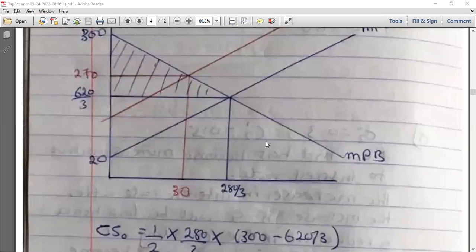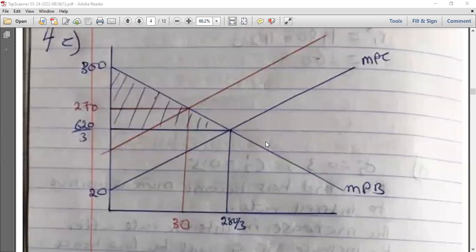All right, let's look at the C. Okay, for the C, we have to calculate the change in consumer surplus resulting from internalizing the negative externality. Okay, so before we can find the CS, we need to draw the curves. Okay, using the curves becomes easier.